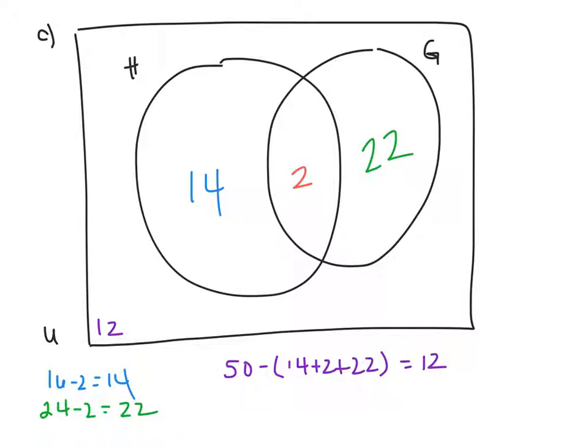And then similarly, if there's 24 students total taking geography, that means 24 minus the 2 that are taking both, 22 are taking just geography. And then the students who are not in history or geography, that's the 50 students in the tutor group minus the sum of these 3, so you end up with 12 students who are in the tutor group but not taking history or geography.